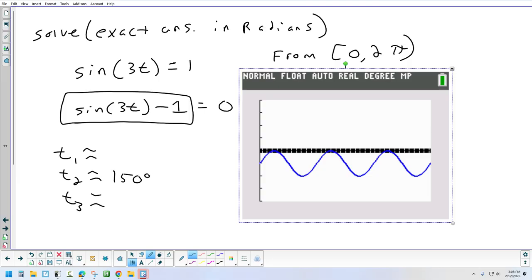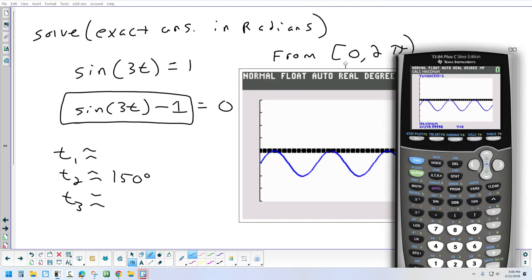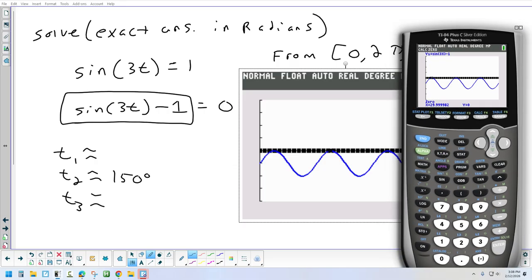I'm going to call that T2. That's 150. Now, you could do maximum for the other ones, or you could just do zero. It doesn't really matter. So I'm going to try zero on this one. I think it's going to be 30. Well, let's see. It says it's 29.999998, so we're going to call it 30.